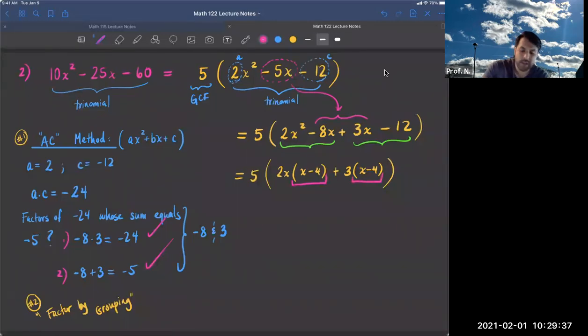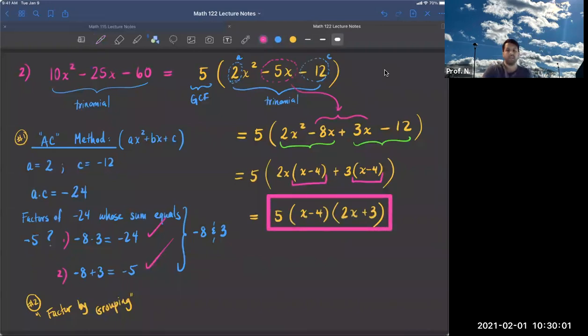So what can I do now with this x minus 4? I can factor the x minus 4 expression out as well. And so the result is what? 5 multiplied by x minus 4 multiplied by 2x plus 3. And this is my final factored form. Any questions about this?